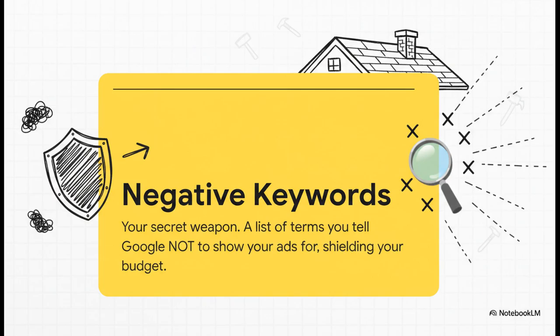Let's start with probably the most powerful and most overlooked tool in all of Google Ads, negative keywords. I want you to think of this list as your shield. You are literally creating a list of words and telling Google, hey, if someone searches for this, do not show them my ad, and definitely do not charge me for it. This is your number 1 defense against wasting money.